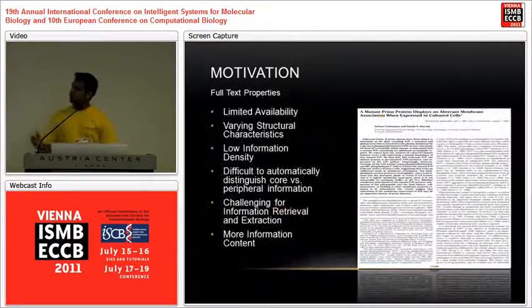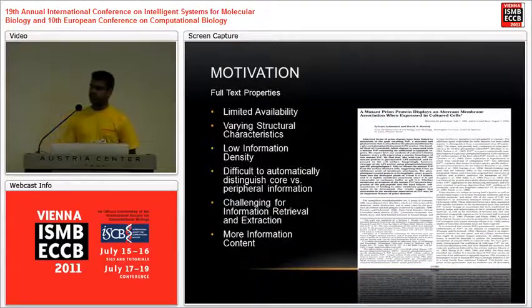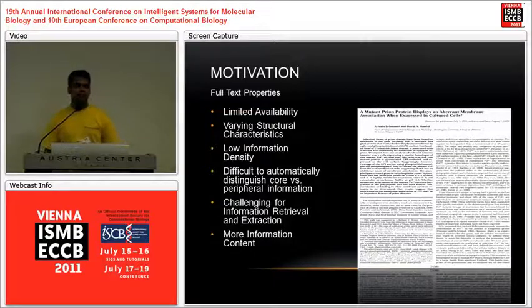On the other hand, full-text documents have much more limited availability, mostly due to licensing issues, and also they have varying structural characteristics, and it's often difficult to distinguish in a full-text document between the core and the peripheral information, and so it often turns out to be a very challenging task when it comes to information retrieval or information extraction.